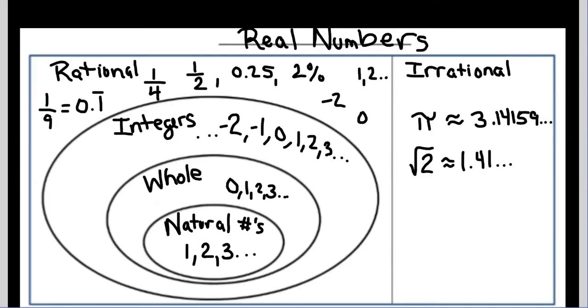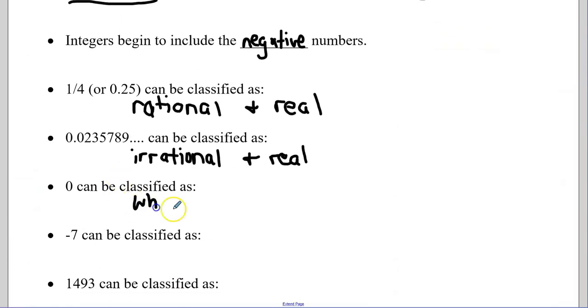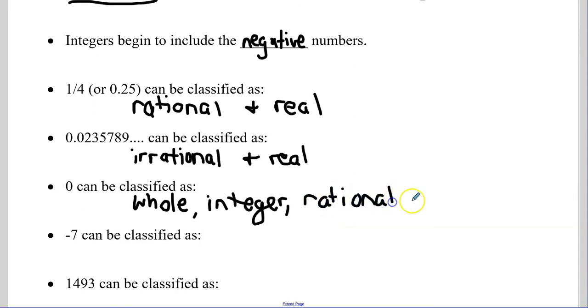0, if we look back at our chart, 0 of course begins with the whole numbers. So 0 is a whole number. It's not a natural number. It starts with the whole. But notice whole numbers also are included in the integers. And they're also included in the rational numbers. And they're also, of course, included in the real numbers. So a 0 is going to be a whole number. It's also going to be an integer. It's also going to be rational. And last but not least, it's always going to be real. You can safely assume everything we're talking about is going to be real.